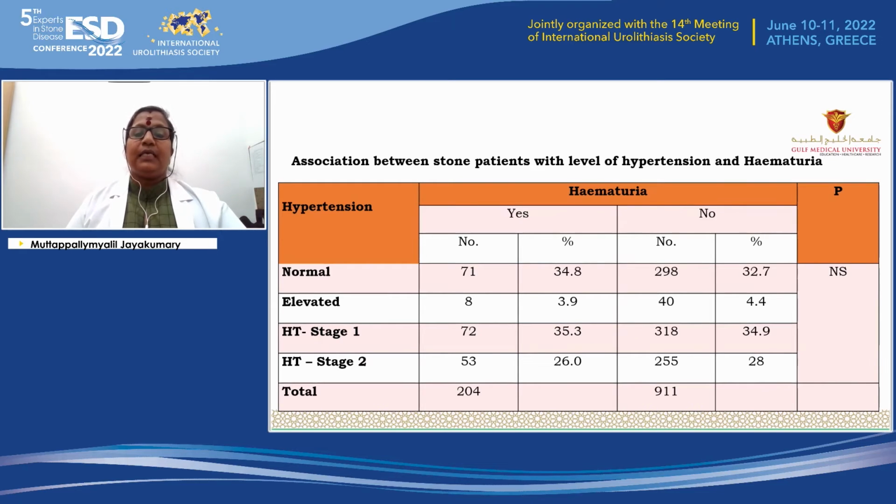This table shows the association between stone patients with different levels of hypertension and the presence of hematuria. Hematuria was present in 34.8% of the patients with normal blood pressure, whereas 65% were in the elevated levels of blood pressure, with 35.3% in stage 1 and 26% in stage 2. But this was more or less similar in all the different levels of hypertension, so that was not statistically significant.